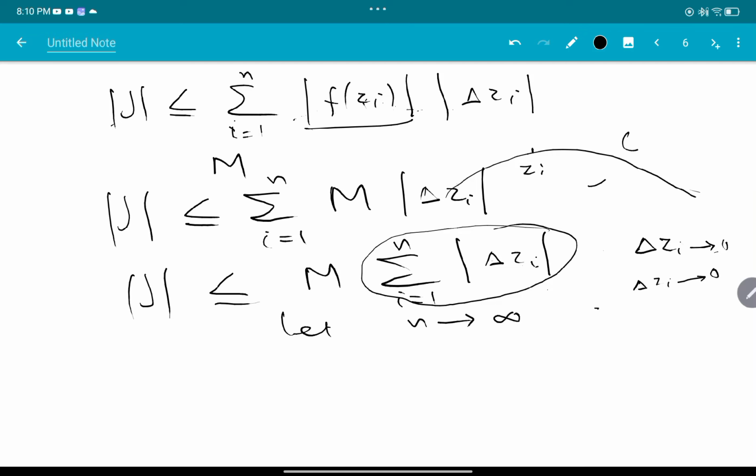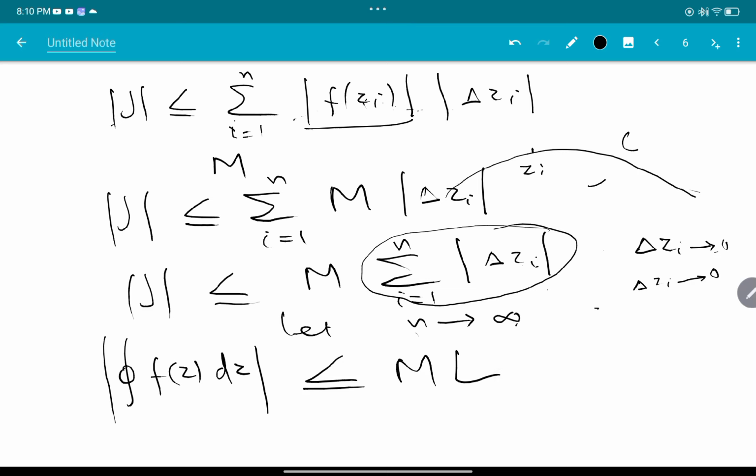But when you take n tends to infinity, at that point this sum becomes an integral. J is no more a sum, it is an integral. So we have the integral of f(z) dz, mod of that, of course, is less than M into this, which is L, the length of this.